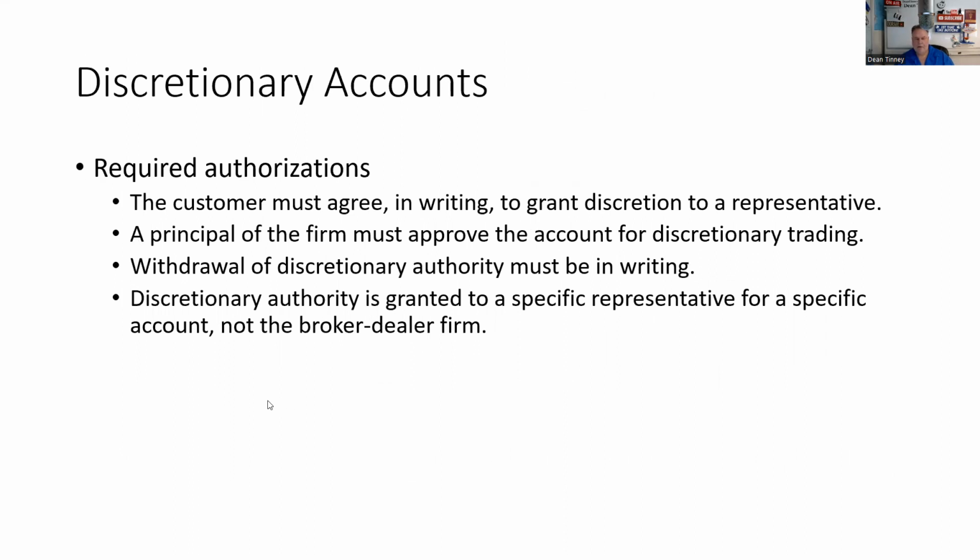Okay, back to the documentation necessary for a discretionary account. We said the customer has to agree in written form. The principal of the firm must approve the account. Now that's true of all accounts, but particularly discretionary accounts. So if I come to my principal and say, I have a discretionary account, he says, oh, no, you don't. You don't have a discretionary account until I approve it. Have you done any trades yet? What had I better say? No, right? It's granted to the specific representative on a specific account, not the broker-dealer. So I'm the one who's holding the discretionary authority as a registered representative on your account.